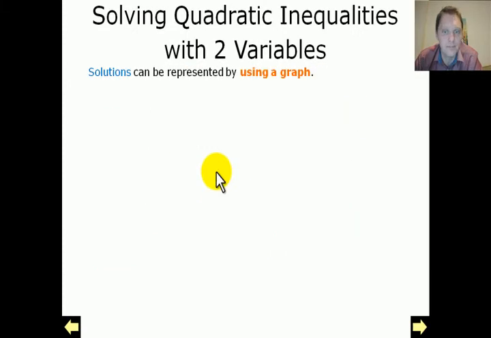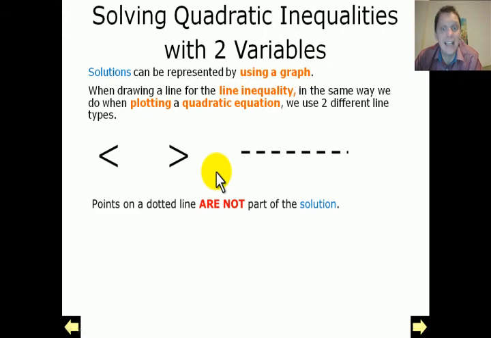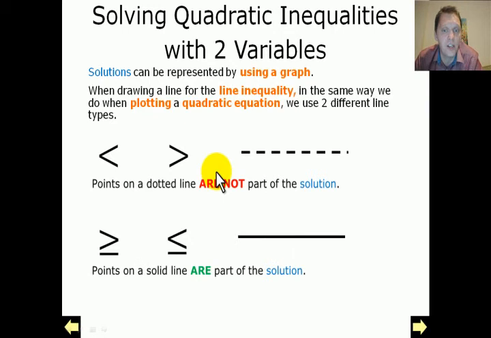We can also show this using a graph. Just like when we're dealing with linear inequalities, we are going to use a broken line to represent the strict inequalities, the greater than or less than, and everything along the line will not be part of the solution. And for the inclusive inequalities, we're going to use a solid line where all the values along this line will be part of the solution.